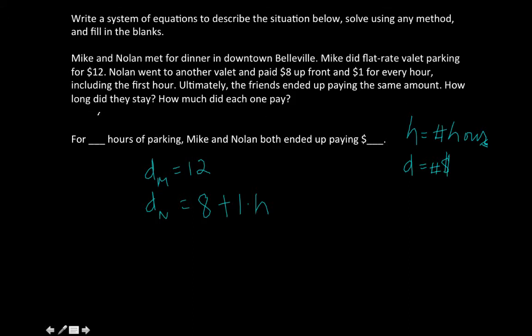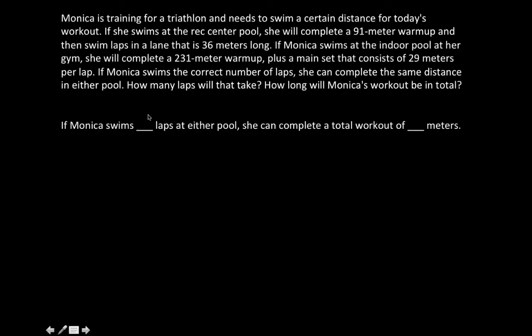Ultimately, they ended up paying the same amount. So how long did they stay? Well, if they paid the same amount, they both paid $12 because we already know that's what Mike paid. But also, then the D's are the same. So 12 is 8 plus H. So subtracting 8, 4 is H. So they parked 4 hours.